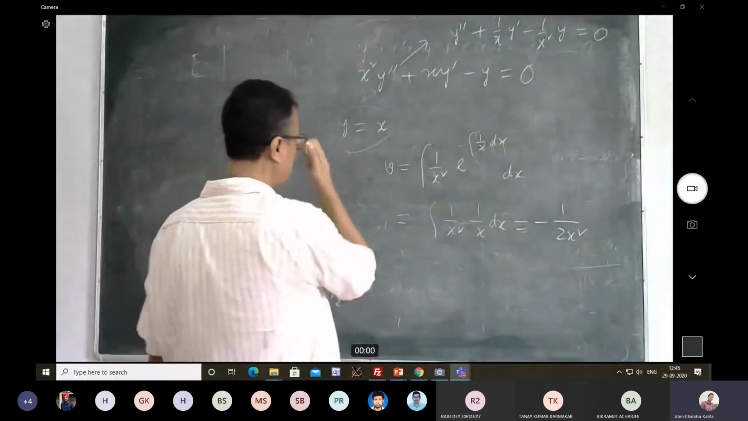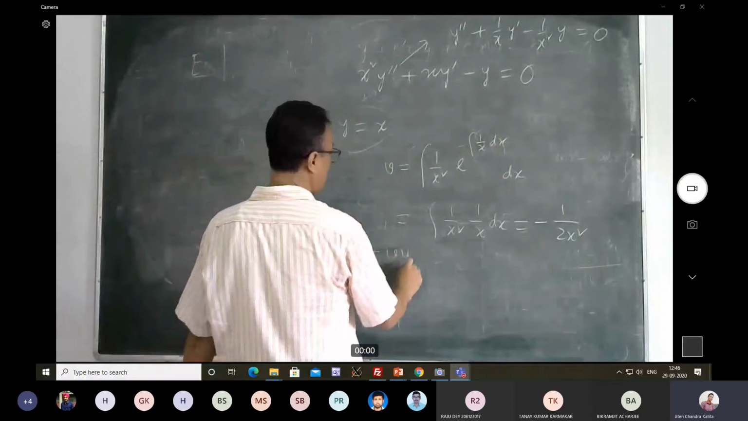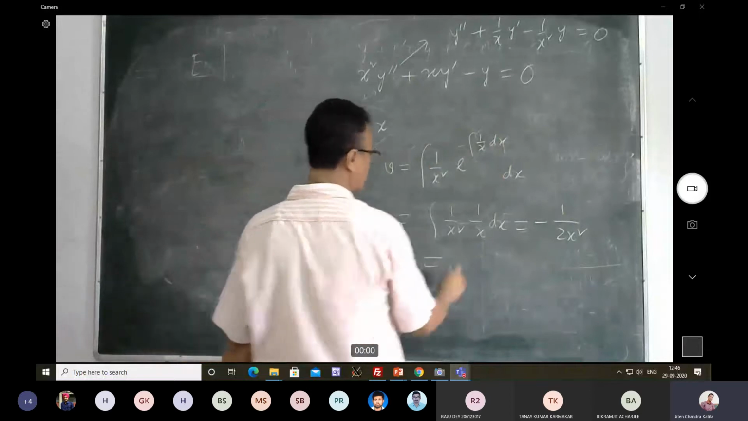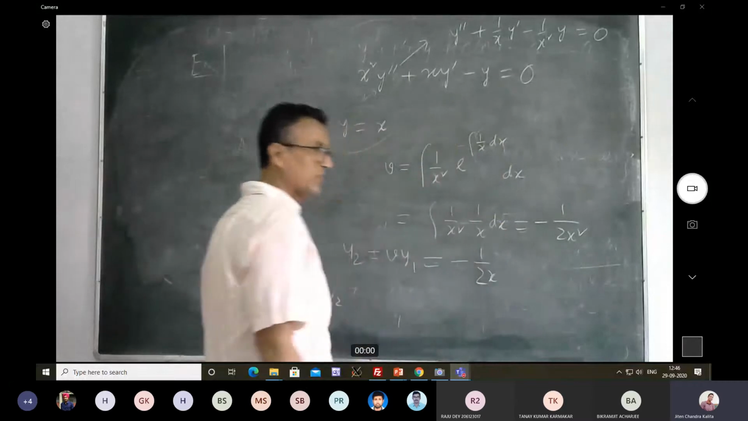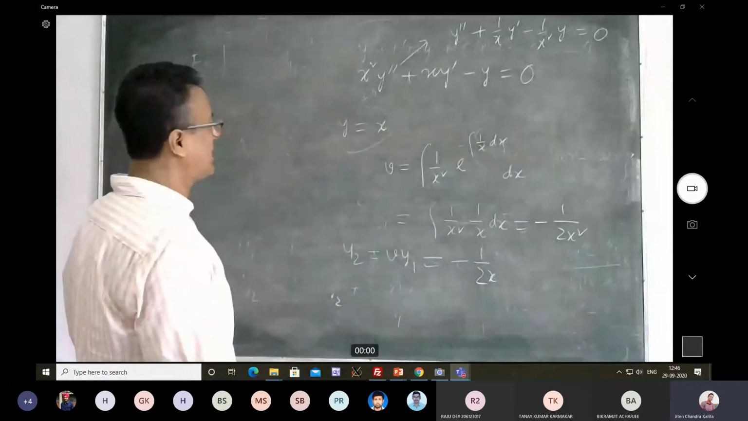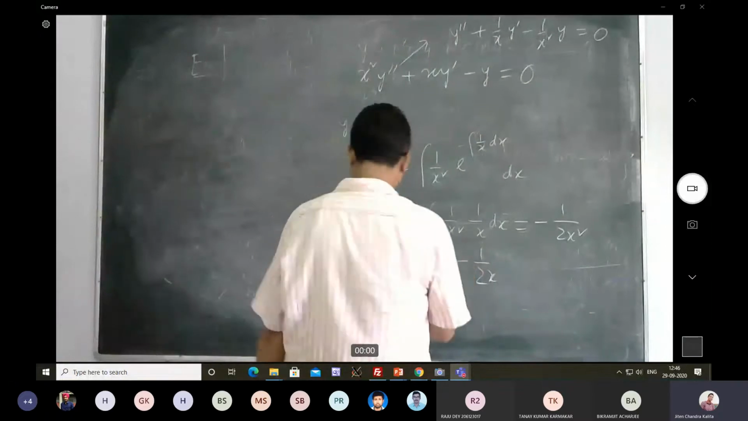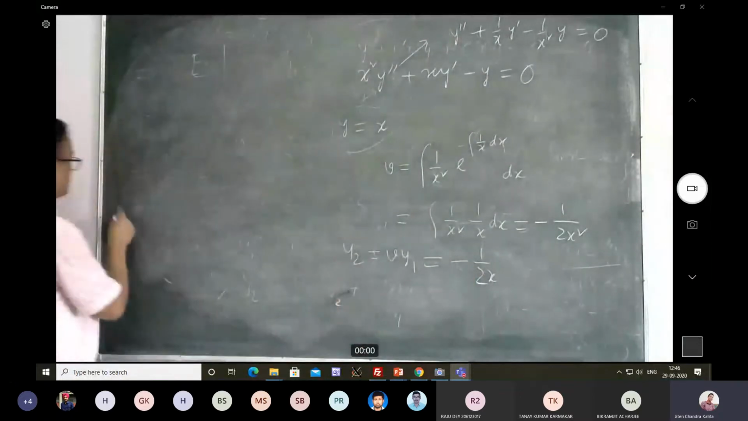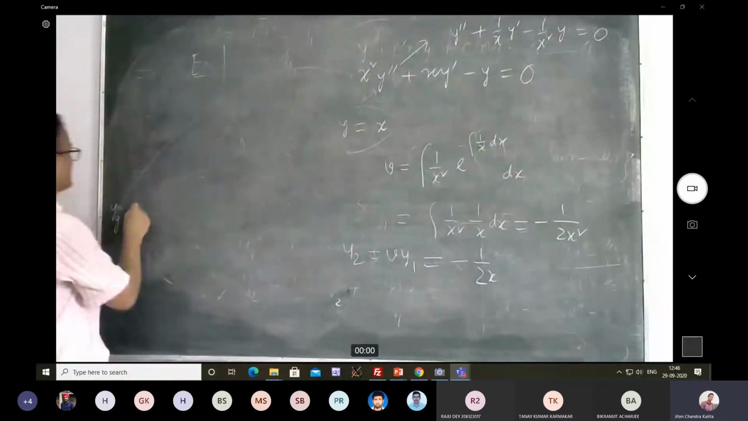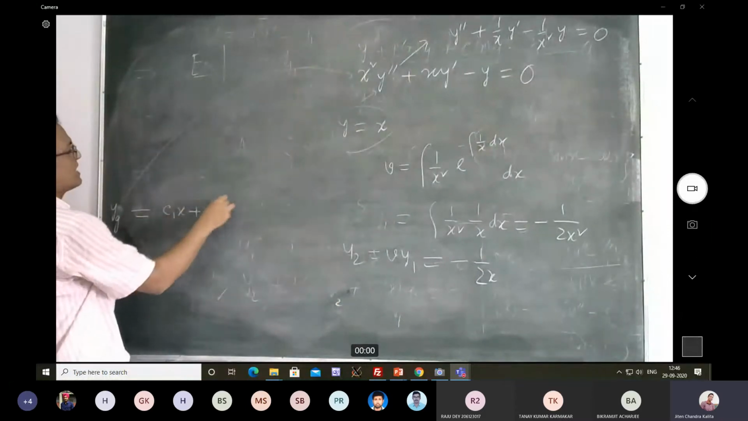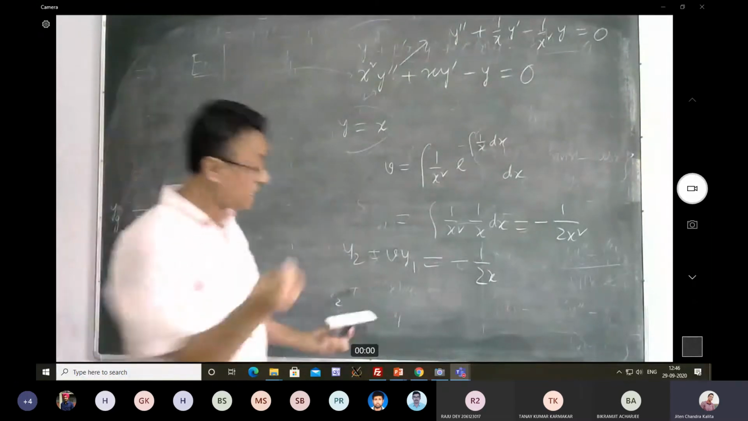Okay, fine. So your y2 is v times y1, and y1 equal to x. So this is simply going to be minus 1 by 2x. Basically, negative half is a constant. So if you have to find the general solution of this equation, you can simply write it as c1 x plus c2 by x. Is it okay? Fine.